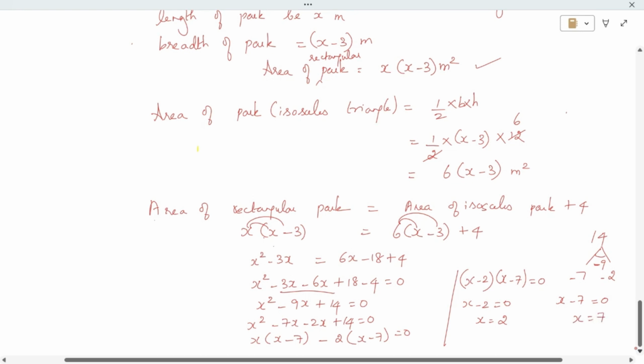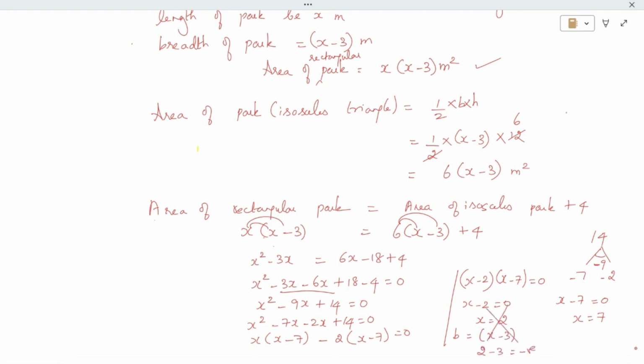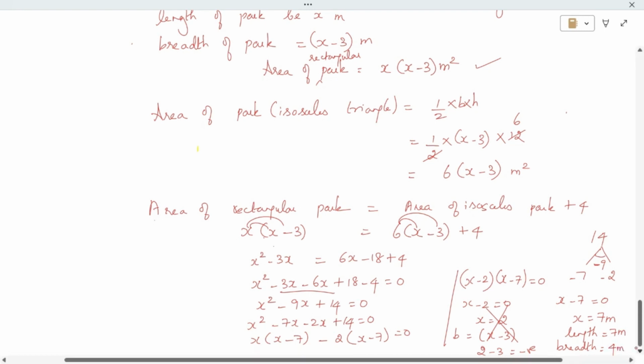I need to substitute in breadth to find which value is right. So if I take x equal to 2, breadth is going to be x minus 3, that is 2 minus 3, which will yield a negative value. x equal to 2 is not possible. So if I substitute the length as 7 meter, I know x is nothing but length. So length is 7 meter. The breadth is going to be 7 minus 3, isn't it? Because 3 less. So 7 minus 3 is 4 meter. So the length is 7 meter and the breadth is going to be 4 meter.